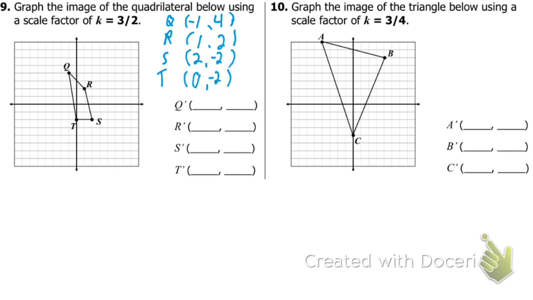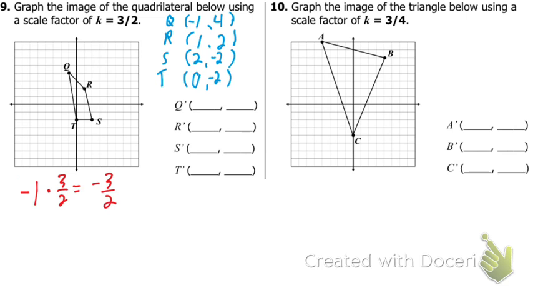Okay, now in this we have a scale factor of 3/2, meaning we multiply each of these by 3/2. Well, what's -1 times 3/2? What's -1 times literally anything? Negative 3/2. The negative version of that.